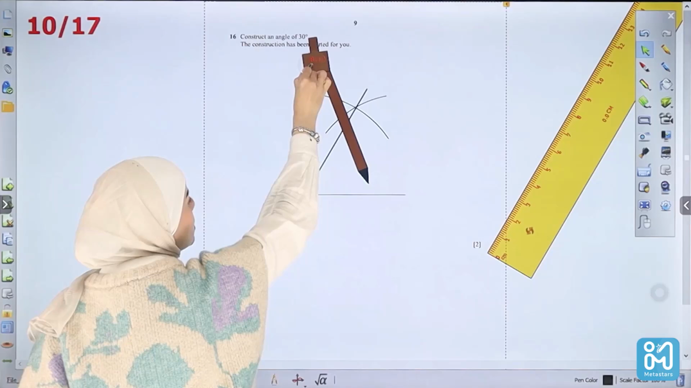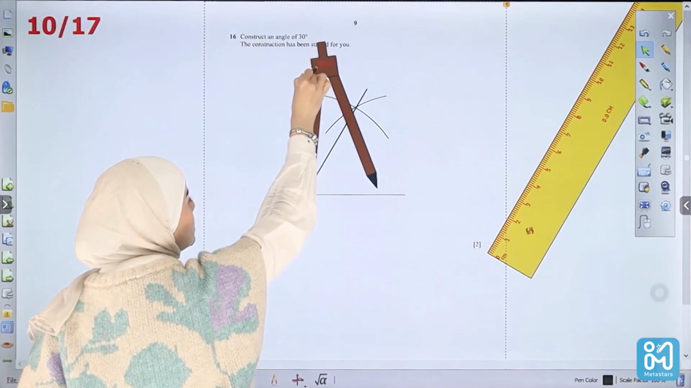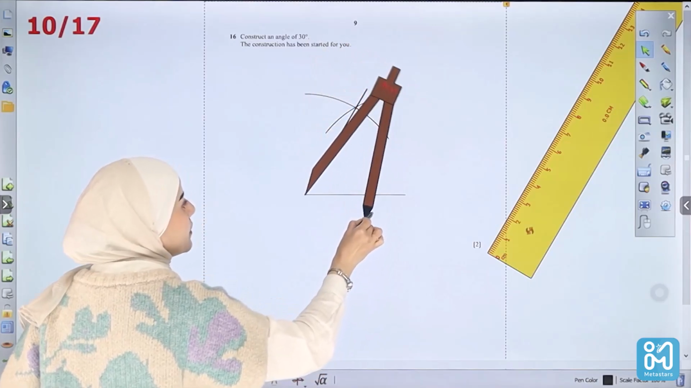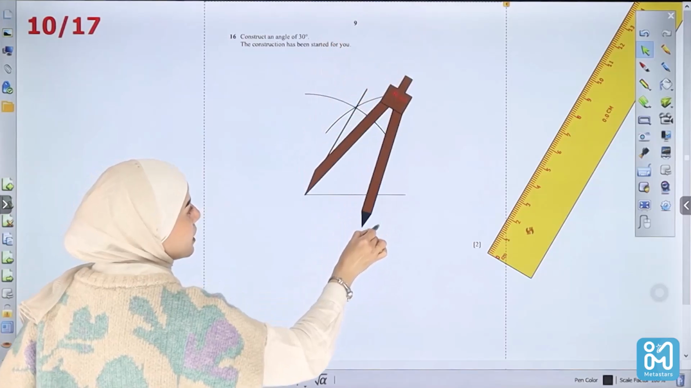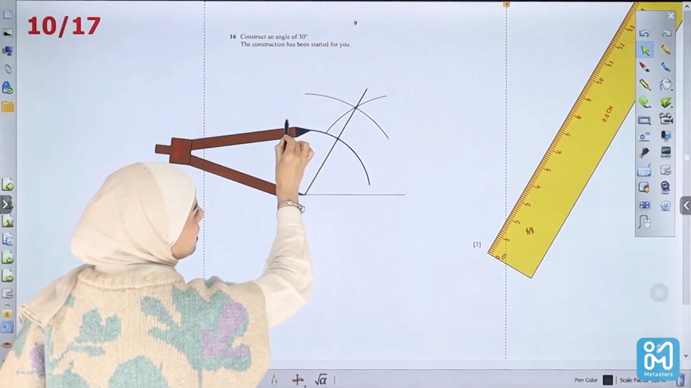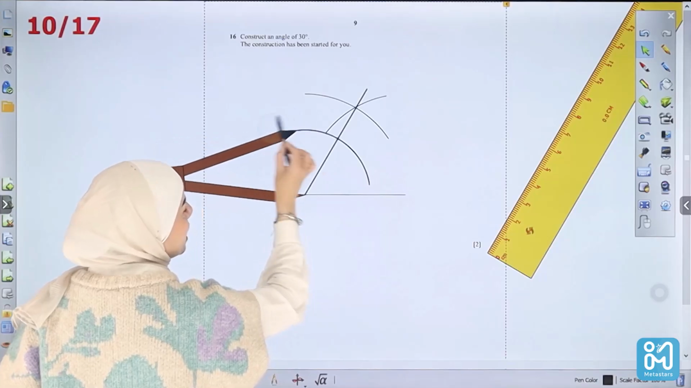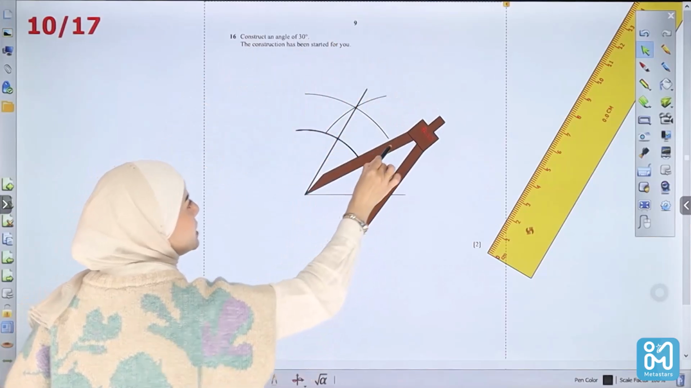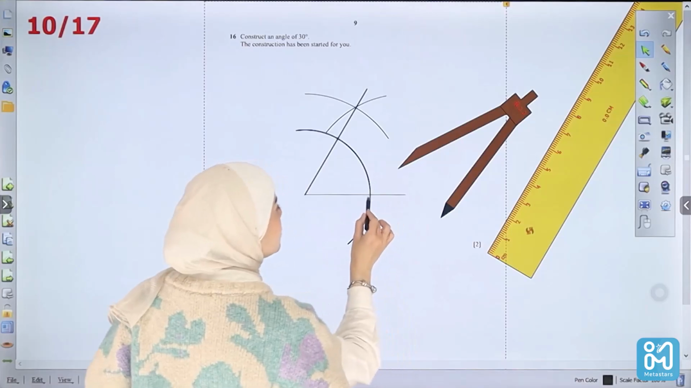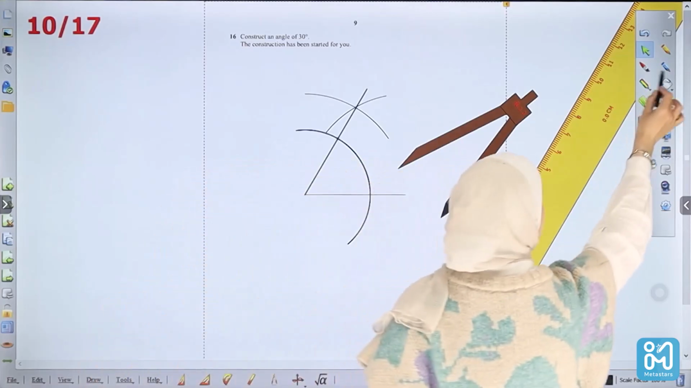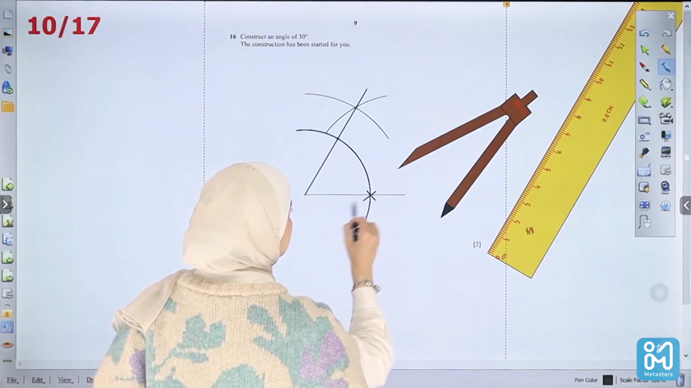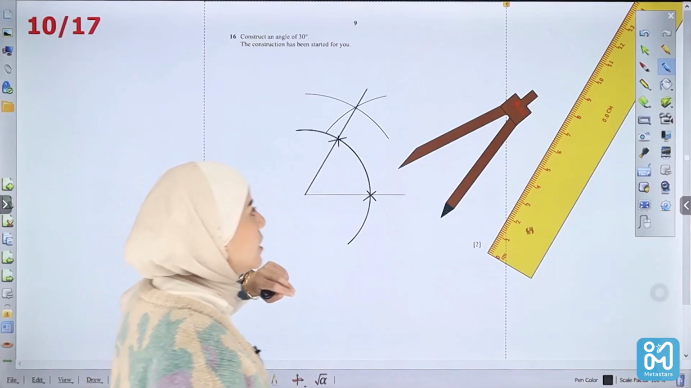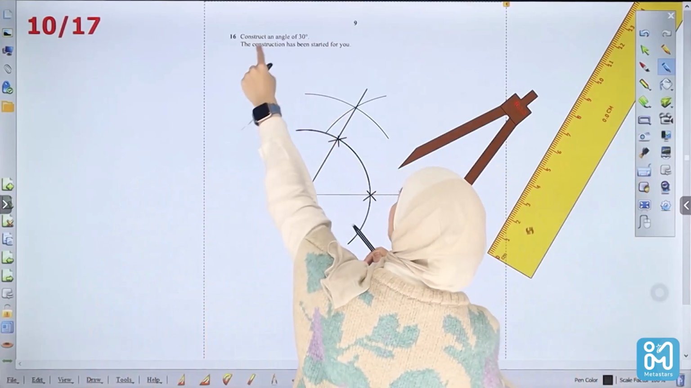I'm going to place it on the first center and start drawing an arc between these two lines. Here is the first arc. Now I'm going to use this center with this center. Let me write here to show you. Can you see this center and then this center, the intersection of the arc with my angle? Now, with my big angle, I need to construct an angle of 30.